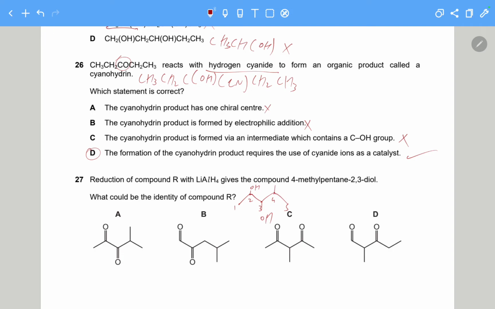So this is 4-methylpentane-2,3-diol, and this is a product of reduction. Both of these alcohols are secondary alcohols, which means there must have been ketones at these places. So the only option, which means that the starting material should have been O.